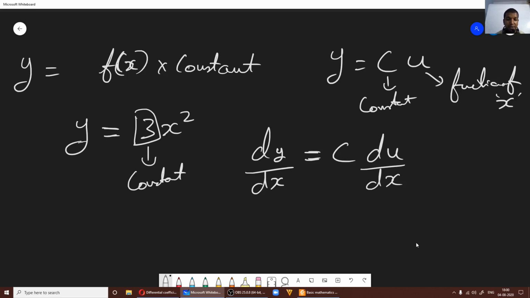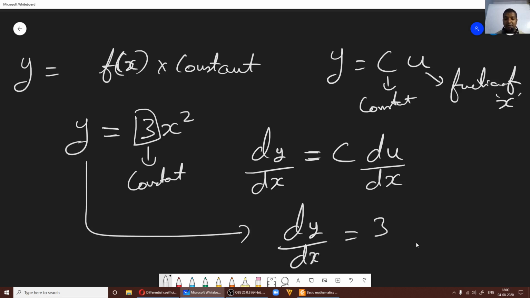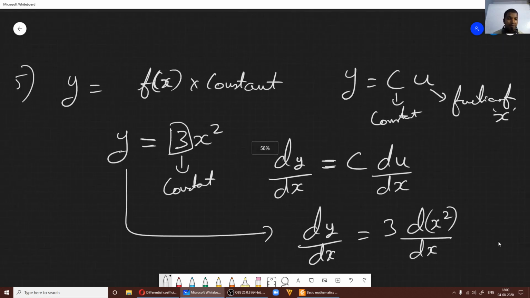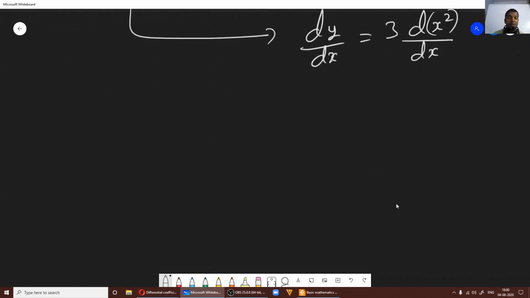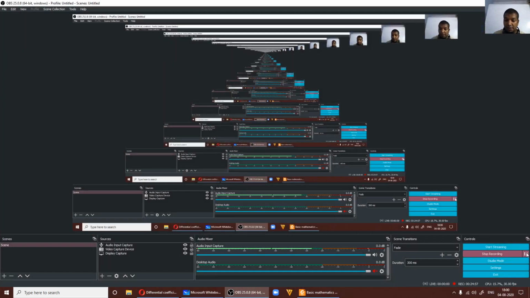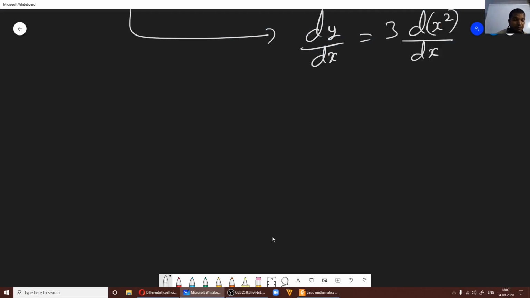For example, here if you take the same example, we can write dy by dx as 3 times differentiation of x square with respect to dx. So this is how we evaluate. Fine, so remember this. Next, based on this we can look into few problems. Before going to the problems we have a last one.